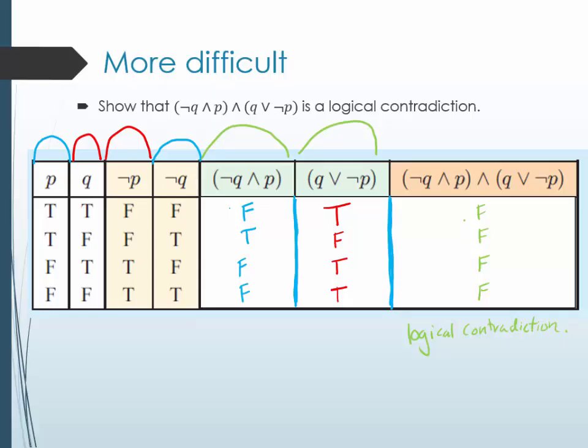So, Kareem, if it's all false at the very end, it's called a logical contradiction. If it's all true at the very end, it's called a tautology. It's on page 13. Thanks. I don't have it in front of me.